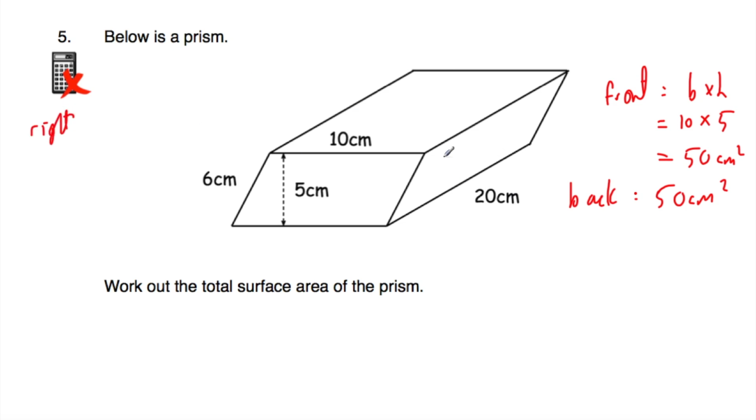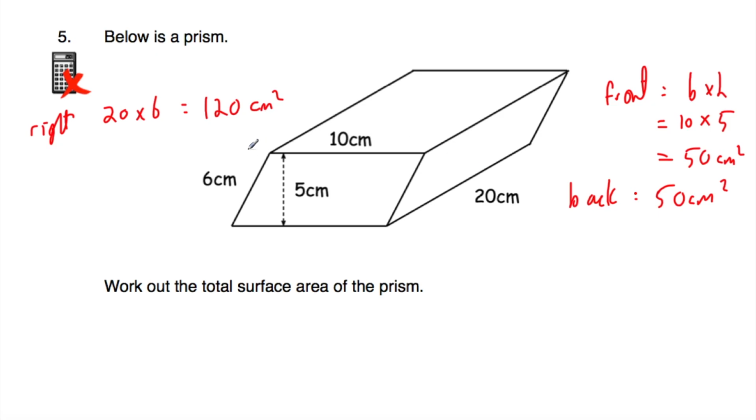So the right-hand side here, it's a rectangle. The length of the rectangle is 20 centimeters, and the width of the rectangle is 6 centimeters. So if we do 20 times 6, that's equal to 120 centimeters squared. So the area of this rectangle on the right-hand side of this parallelogram prism is equal to 120 centimeters squared.